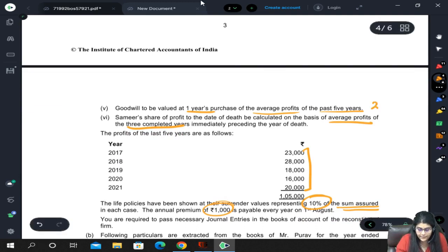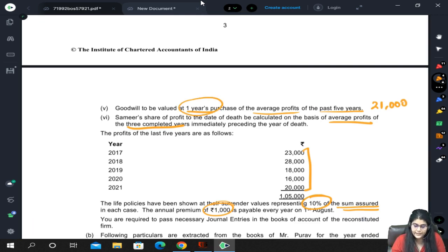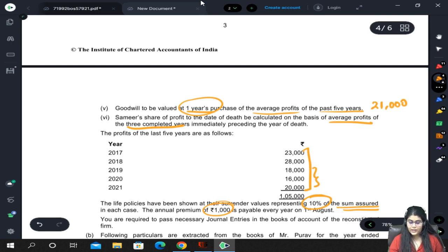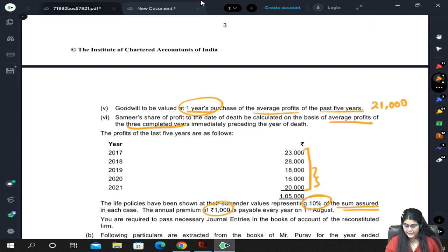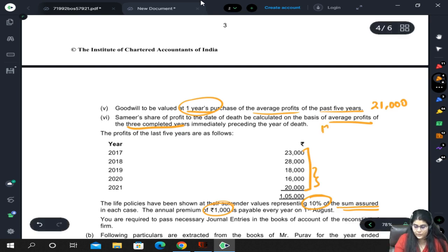105,000 by 5, so goodwill is coming to 21,000 because it's just 1 year's purchase. Samir's share of profit is on the basis of average profits of 3 completed years. 3 completed years fully is this much. So 18, 16 and 20, divided by 3, coming to 18,000. Now let's start with the journal entries.